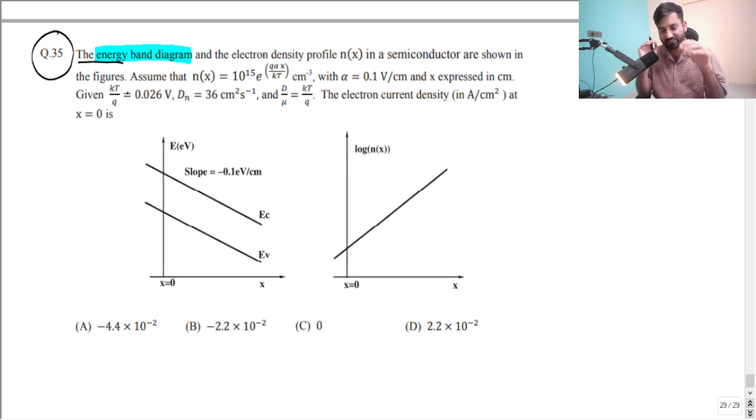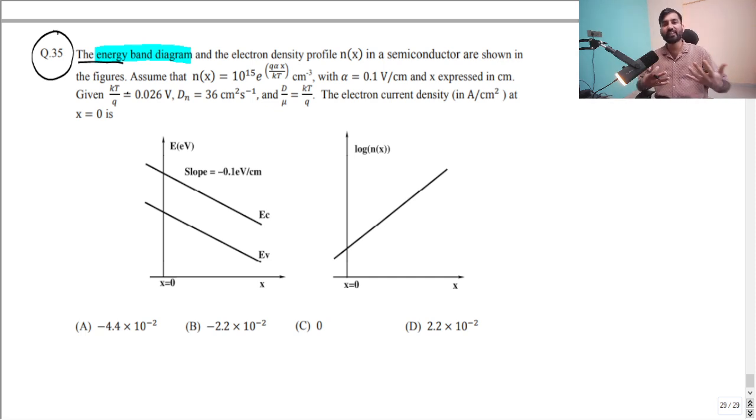If you look at the energy band diagram, you have to feel like a device engineer. This energy band diagram is given, and the electron density profile is also given. That is also a great thing. They have mentioned here the profile is also given in a semiconductor as shown in the figure. Assume some expression they have mentioned, like how your electron concentration varies with respect to position as you move in the semiconductor.